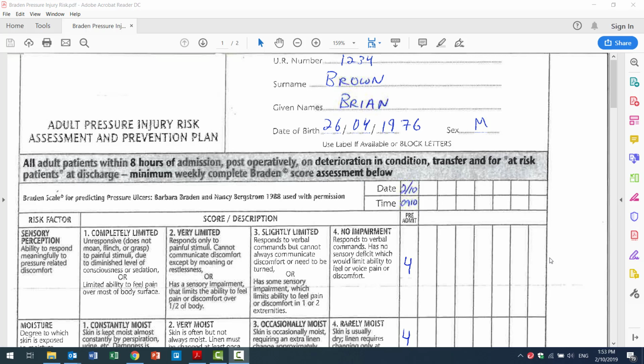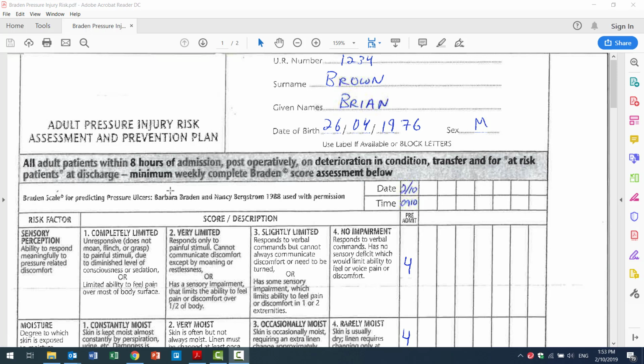All right, so we're going to go over the adult pressure injury risk, which is also known as a Braden assessment scale. Now, this is actually an international tool that is used within nursing to determine a person's risk for pressure injuries. And although the pages might look a little bit different on various forms at different healthcare facilities, generally this table is kept in the same format.